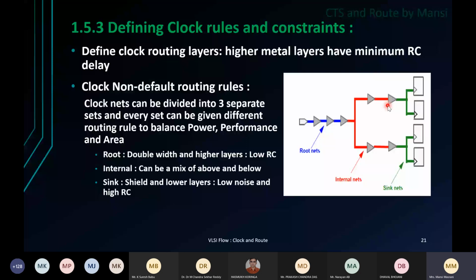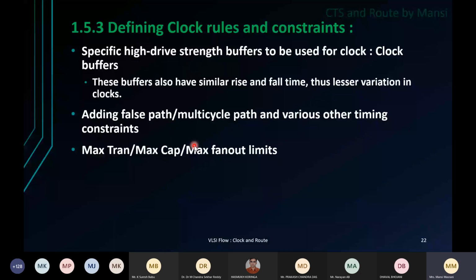Now, what else can we do to save it? We use high drive strength buffers for clock, which we call clock buffers. We talked about this in synthesis. Can anybody tell me why high drive strength buffers? What will happen when you use a buffer which has W by L of 6 instead of W by L of 2? Will it be faster? Will it be slower? What will happen?